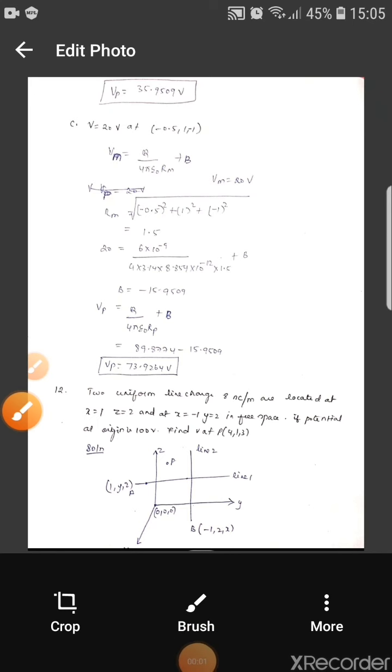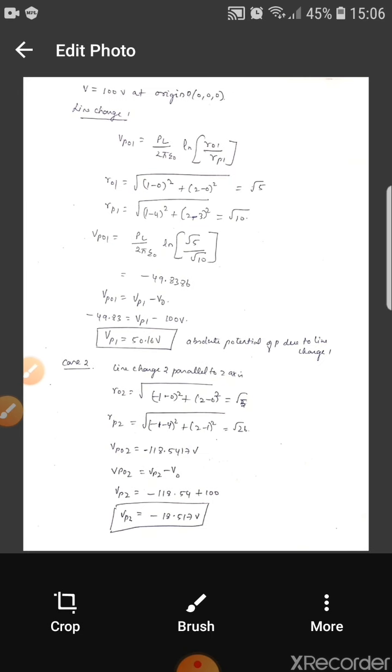And this video is also the continuation of the previous video. So next question we are going to say, two uniform line charges of 8 nanocoulomb per meter are located at x is equal to 1, z is equal to 2, and at x is equal to minus 1, y is equal to 2 in free space. If the potential at origin is 100 volt, find V at point 4, 1, 3.